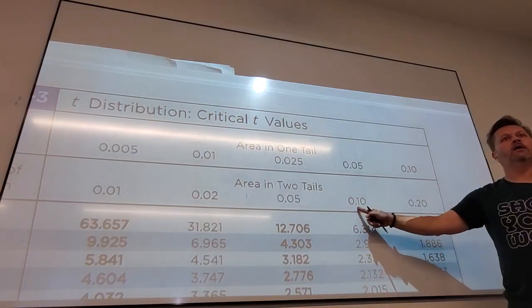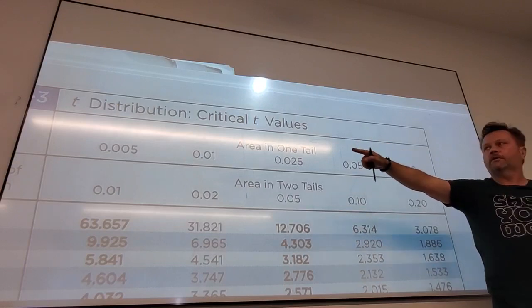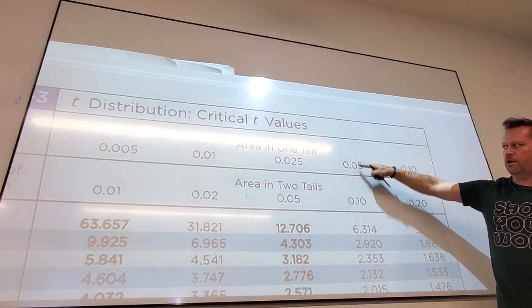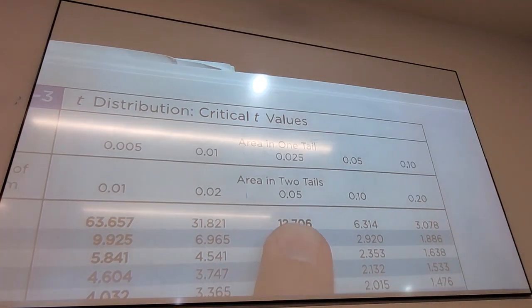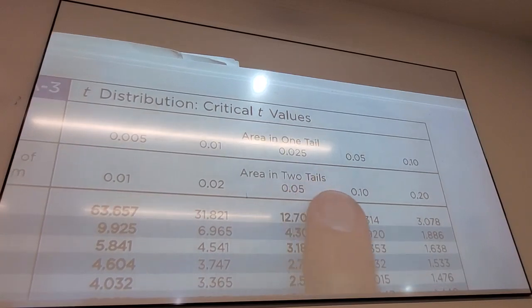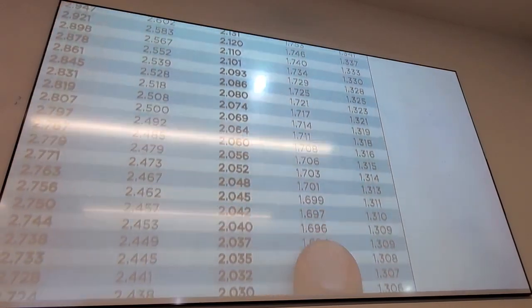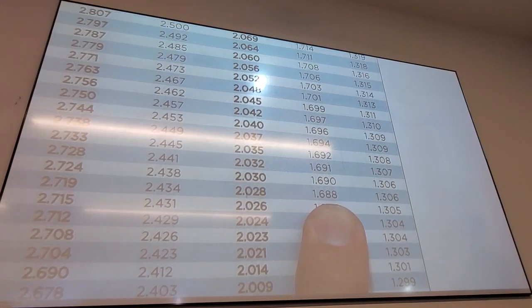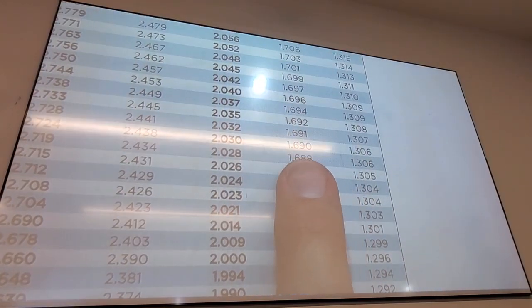Now, what if you say there's 5? If there's 10 in 2 tails, there's how much in 1 tail? 0.05. Same column, yes? So I start in this column and I stop at the degrees of freedom. Stop at 36. And that is the number I would put in. Instead of 1.645, I would put in 1.688.